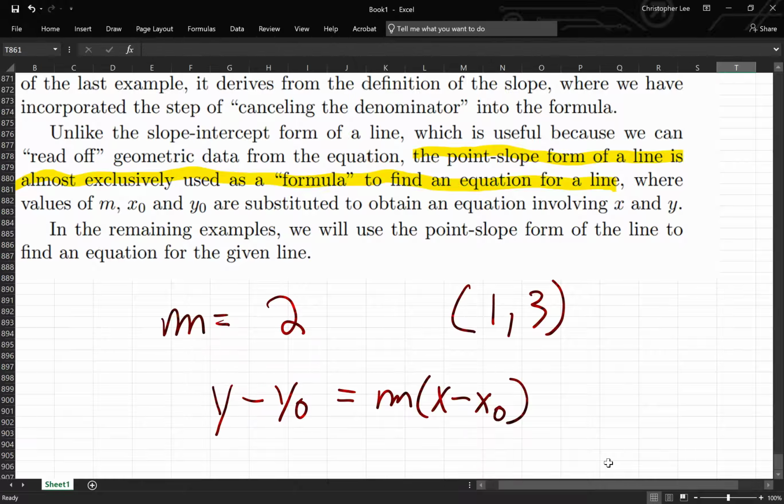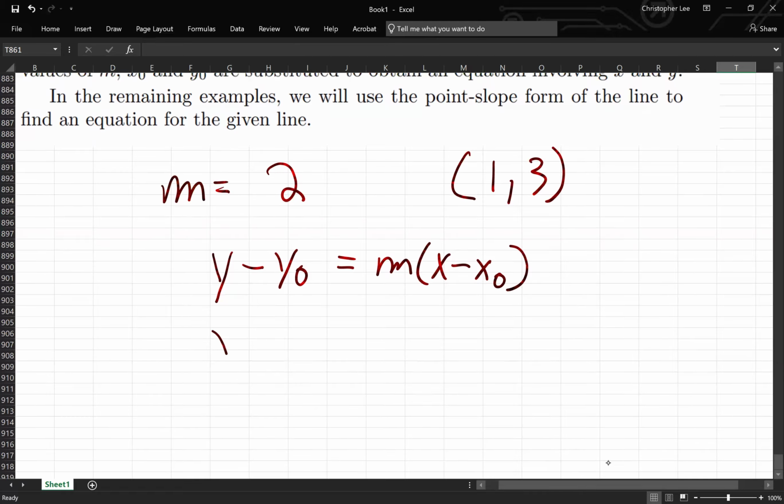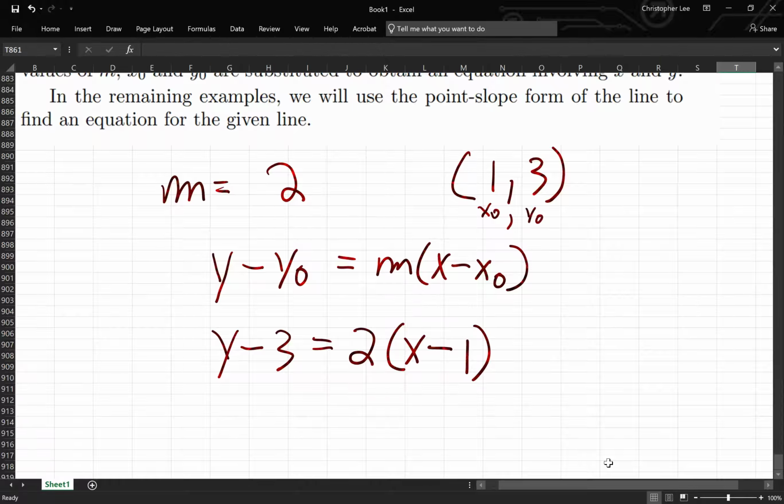So very simply, you're going to plug in the values that they gave you for the knots, right? So that being said, this is going to be y minus 3 is equal to 2 times x minus 1. That's it, right? So think of this as x naught, y naught. There's going to be a question that's going to ask you to give the answer in this form. So I wanted y'all to see that before then.